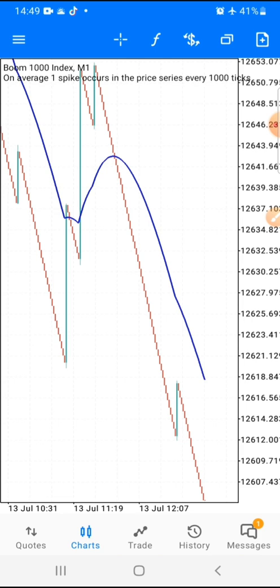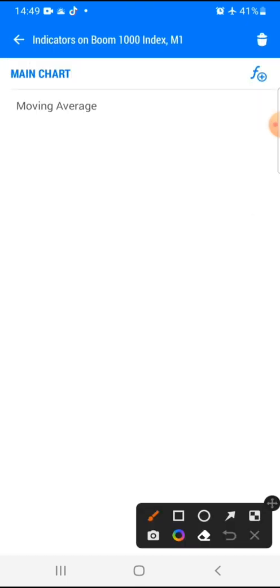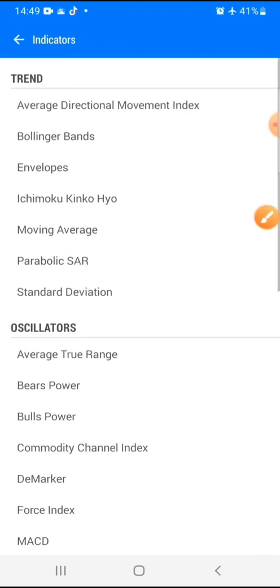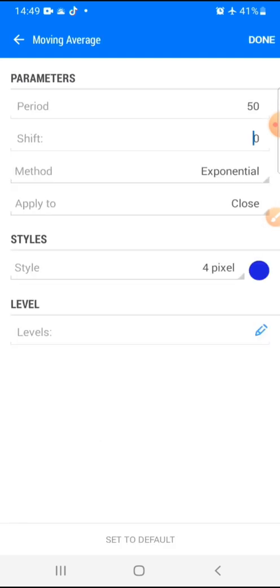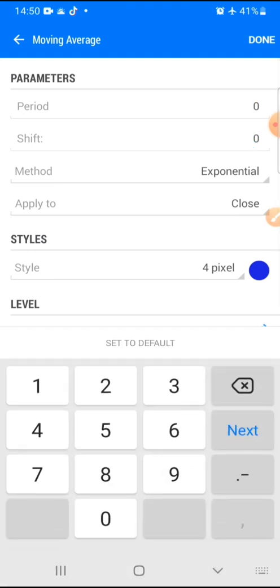Then we're going to go again to the F icon. We click this F and the plus, this one. Then it will take us again to the indicators. Then we're going to select moving average again. This time we're going to only change the period. We're going to make use of the 200 period. Then shift remains the same. Shift 0, method exponential, apply to close.